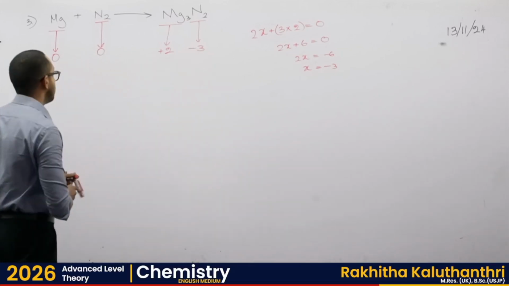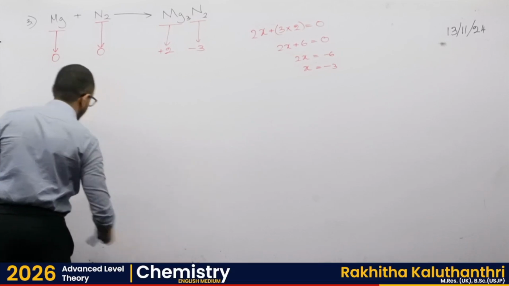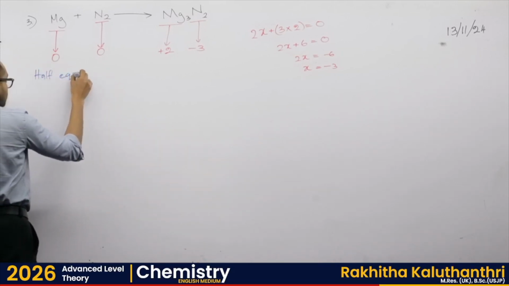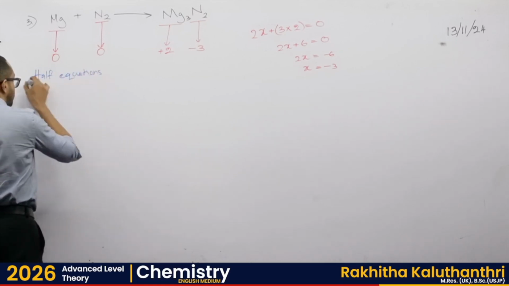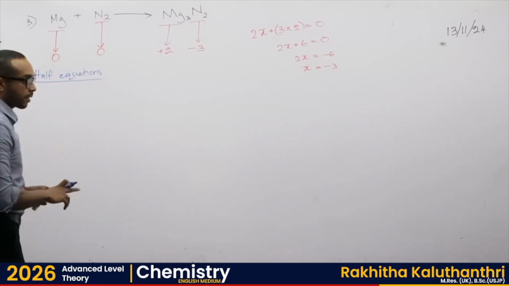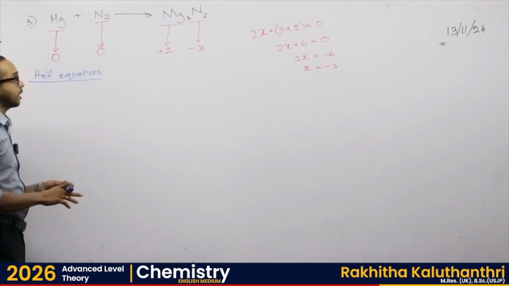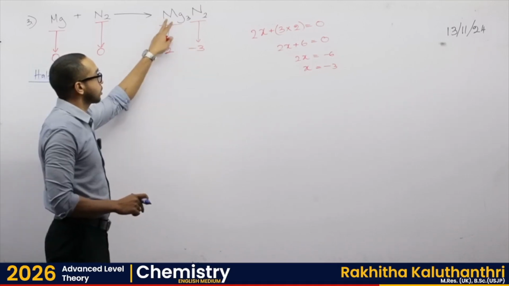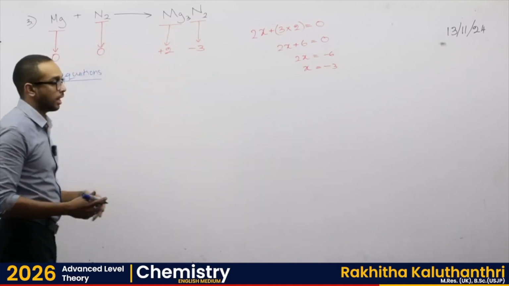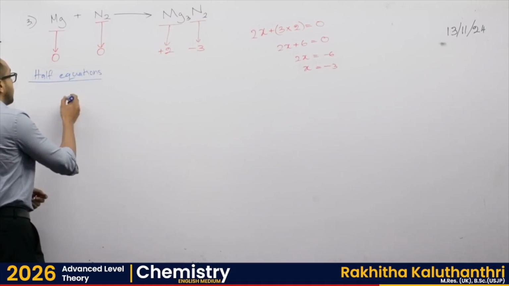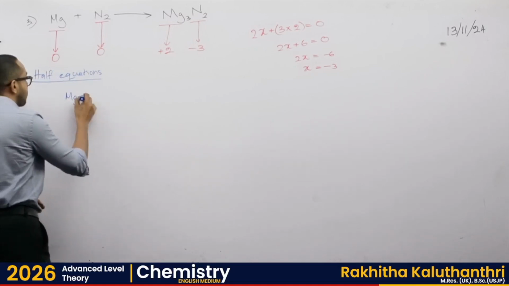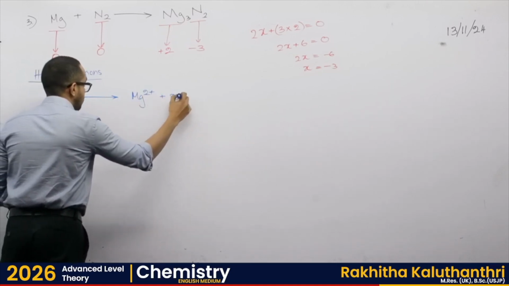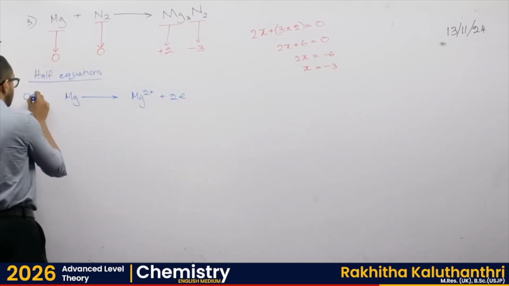So this is an ionic compound, students. Therefore we can write half equations in the following manner. We don't write half equations like this, because if you can't identify different oxidation states, if they are the same on both sides, you can't write a half equation. So here we have magnesium turning into magnesium 2 plus, releasing 2 electrons. This is our oxidation.